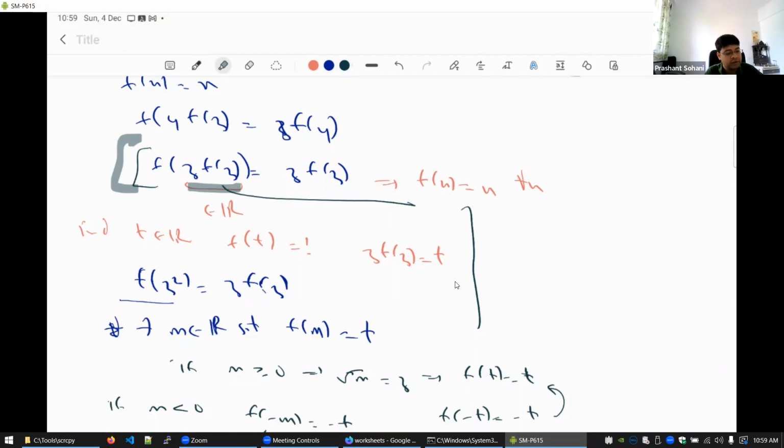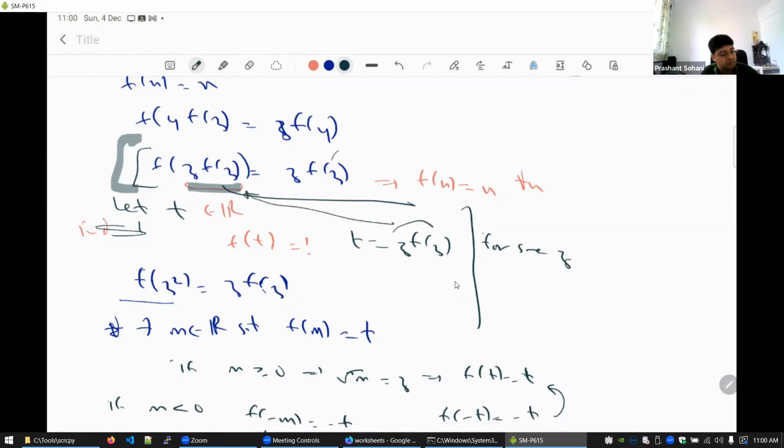So let us say you choose any real number t, and you want to find f of t. So let t be any real number, and I am interested in computing f of t. And to compute f of t, I would like to adjust things such that t is equal to z f of z for some z. If such a z exists, then I can substitute z f of z over here, and this equation will become nothing but f of t is equal to t. So can such a z exist such that z f of z is equal to t?